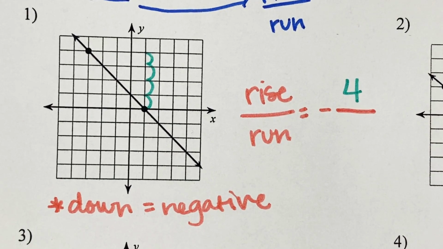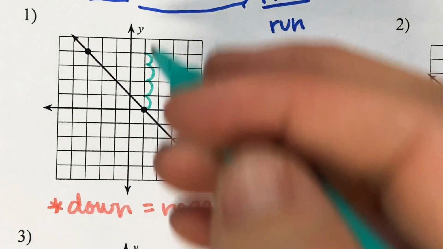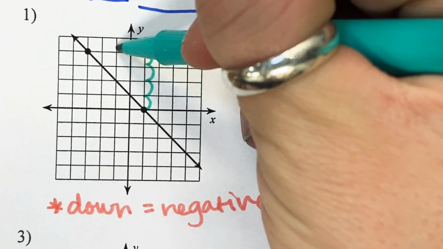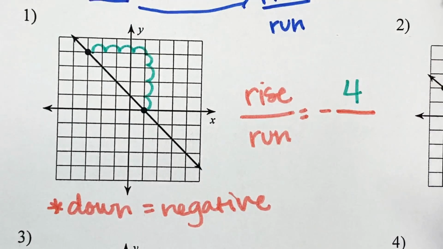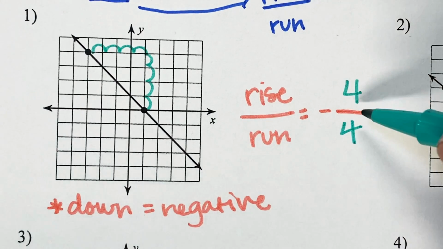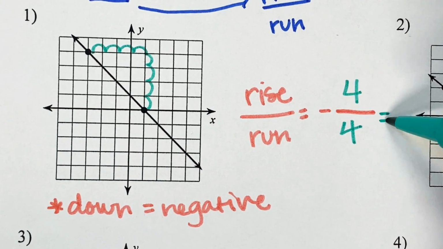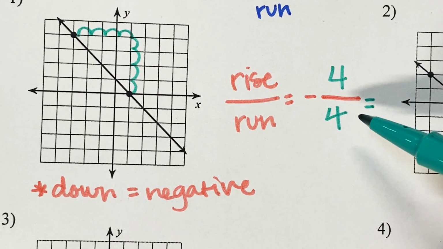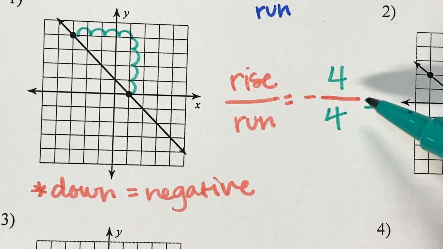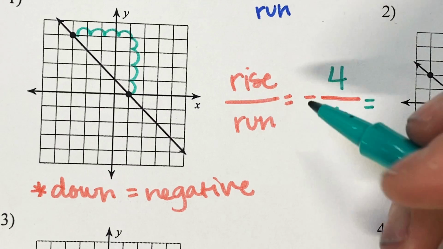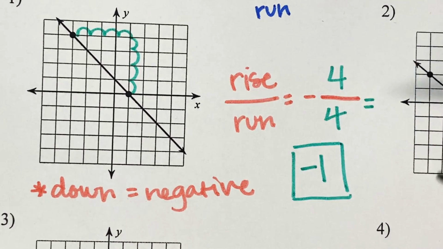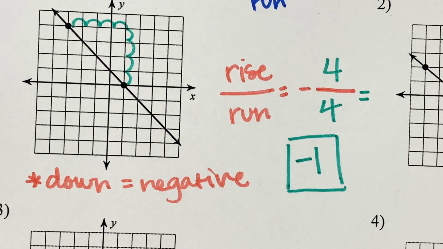Okay, well, how many are we going to run now? So now we're going to run 1, 2, 3, and 4. So we have a negative 4 over 4. Okay, our very last step is to see if we can reduce this. So what is negative 4 divided by 4? It's going to give me a negative 1. So our slope for number 1 reduces to negative 1.